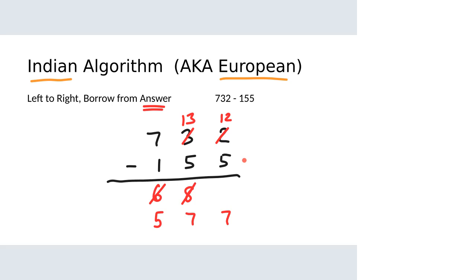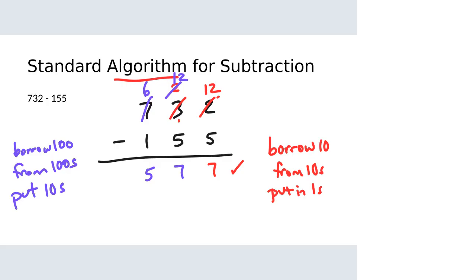One advantage I do see to this, and I've had students tell me this that were raised on this method, is you never have to cross the same number out twice. That is something that happens with our standard algorithm. You look right here. We started with a 3, we crossed it out, made it a 2, and then we crossed that out and made it a 12.